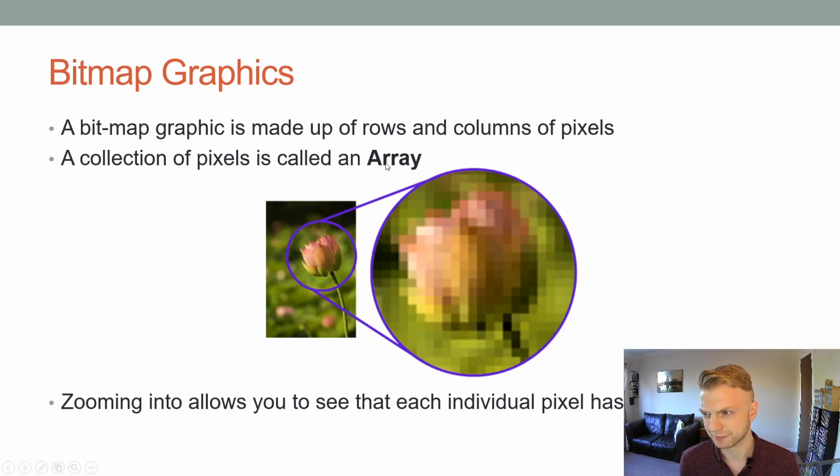Now, there's an exam question that comes up quite a lot, and it will say, what is a bitmap made up of? If you just wrote pixels, you would get 1 mark. But if you wrote an array of pixels, that's why I put that in bold, you'll get 2 marks. And yeah, that's what bitmaps are.